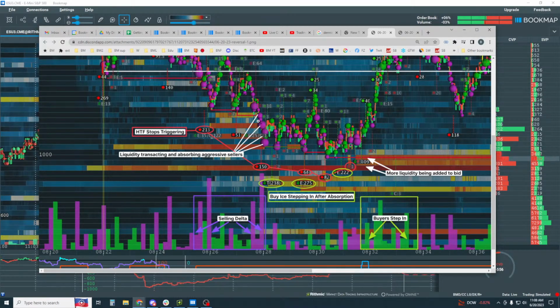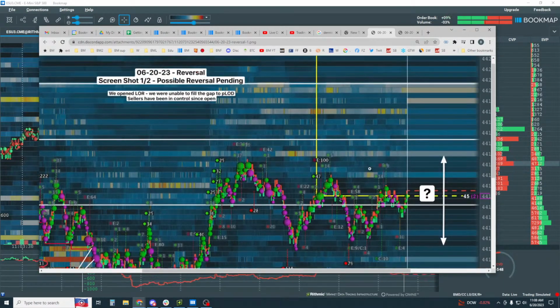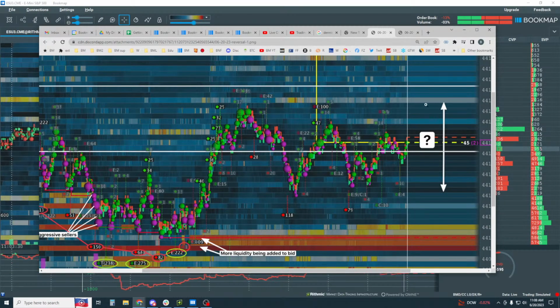The order types transacting give us that insight. Okay, and then more liquidity being added here, buyers stepping in. This is perfect. This is just great. And then potential reversal. Possible reversal pending. And then in here we're trying to get our insight.